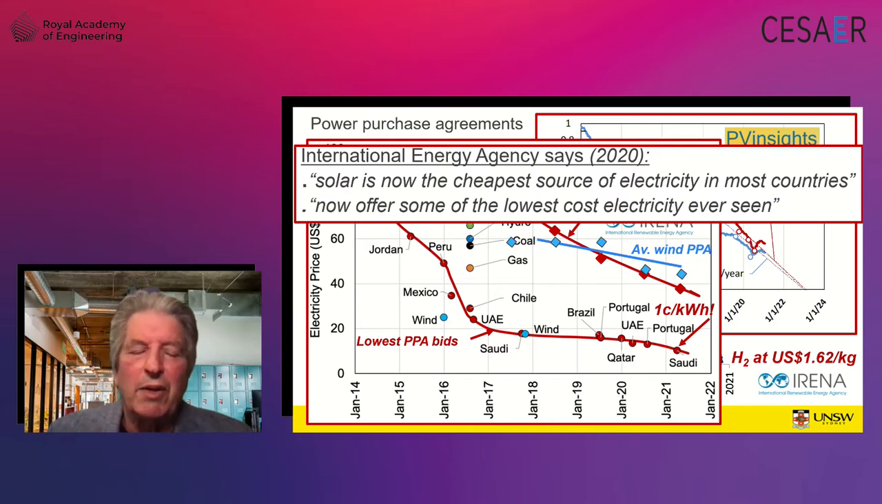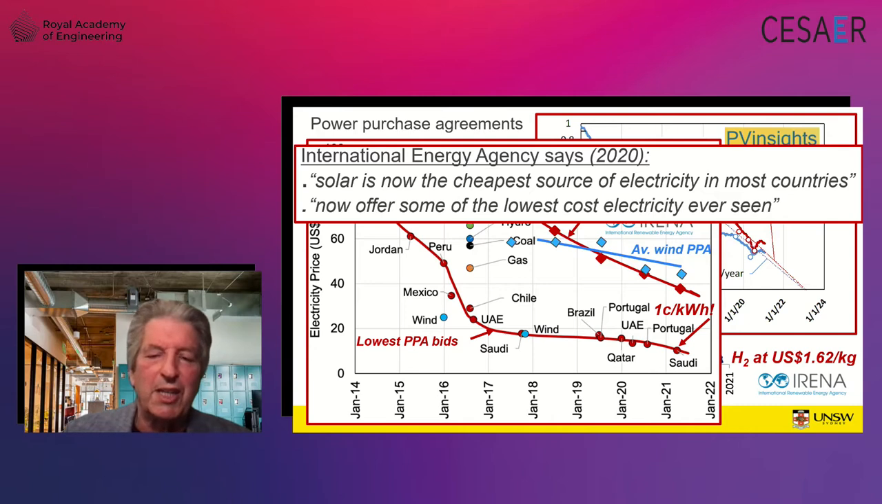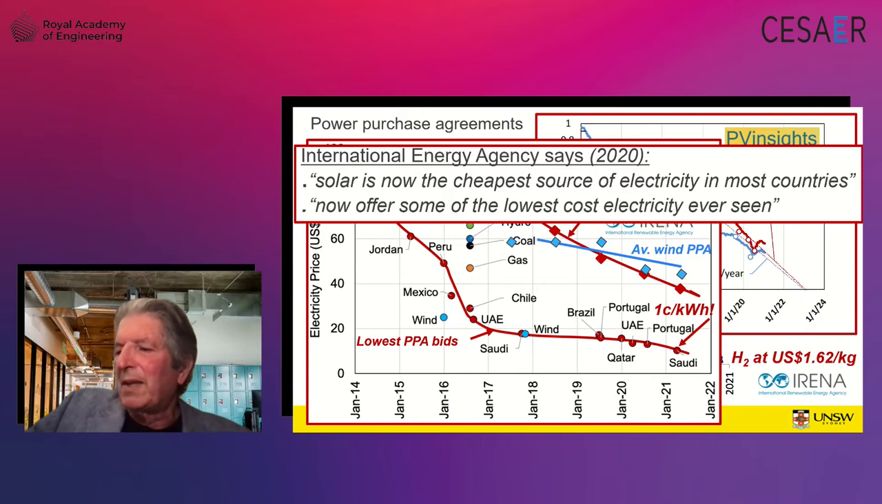And the International Renewable Energy Agency has now said that solar provides the cheapest source of electricity in most countries, and some of the lowest cost of electricity ever seen, thinking of these 1 cent per unit type prices.